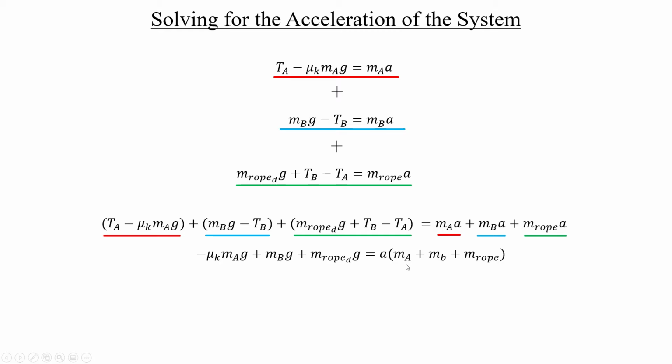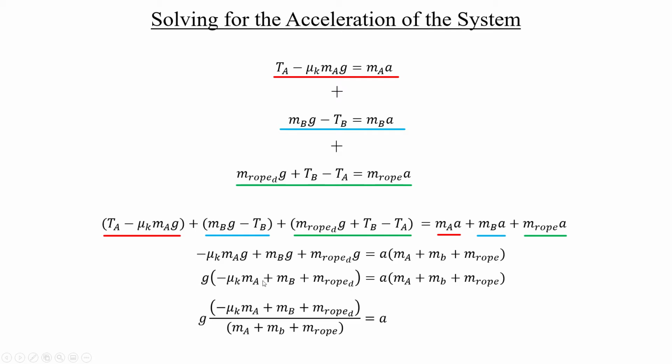And if I want the acceleration by itself, I'm going to divide both sides of this expression by the sum of all these masses in the parentheses here. And let's also factor out a g on the left-hand side from all these terms. It just makes things look a little bit neater. So once you factor out the g, now we can divide both sides by the masses. And that's what this looks like right here.